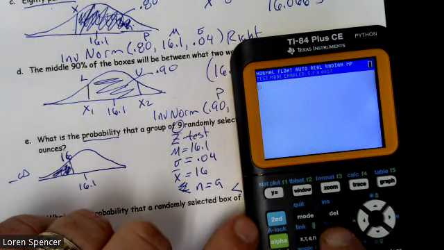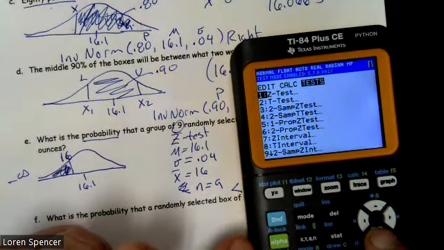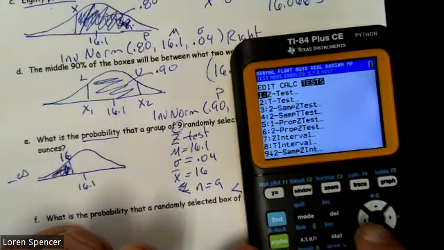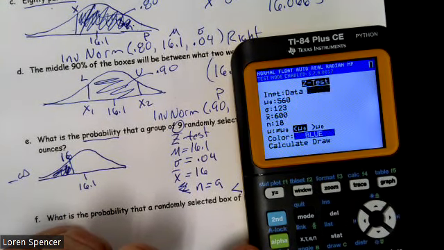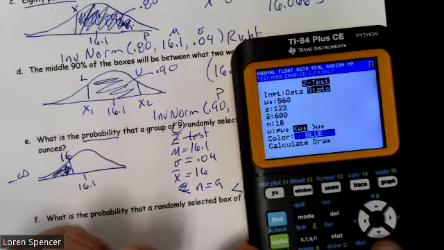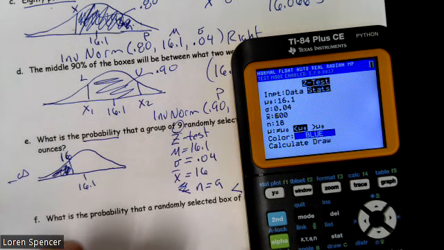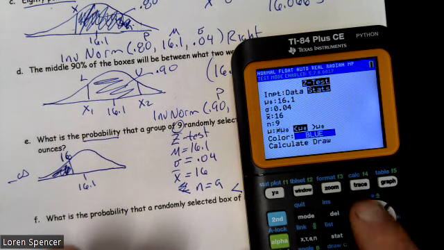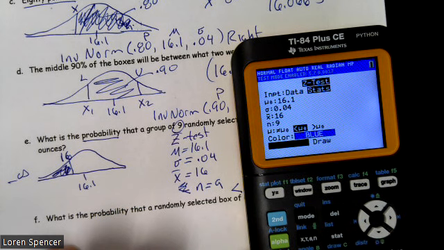So we're going to clear that out, press stat, arrow over to test, and z-test is the first one. Make sure stats is highlighted. Our mean is 16.1. Our standard deviation is 0.04. Our X bar is 16. My sample size is 9. Less than is highlighted. Calculate.